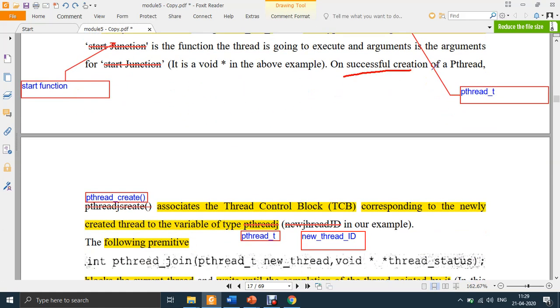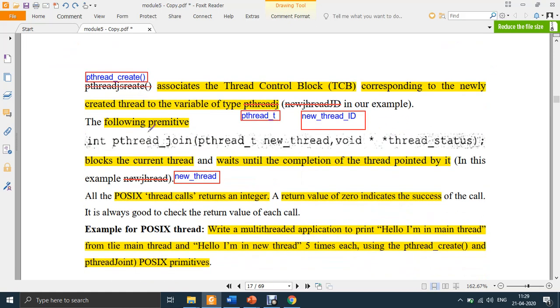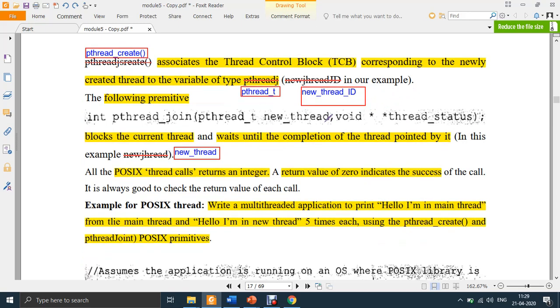Right? So on successful creation of this newly created thread, a TCB will be allocated to this new thread. TCB means task control block. We shall discuss in detail what a TCB is later. For now, just remember that a TCB is a data structure which will have all the data corresponding to a thread. It corresponds to the new thread variable, pthread_t new thread ID. So each thread will have an ID.